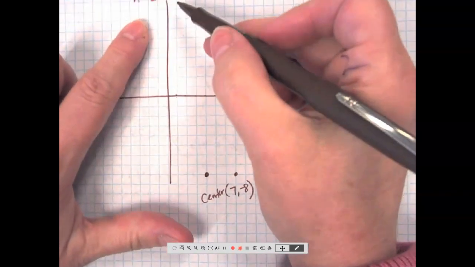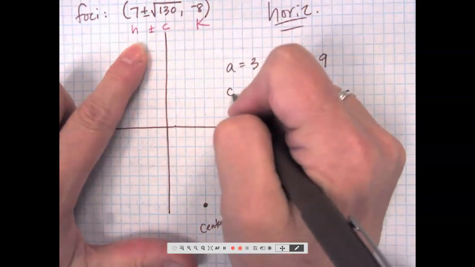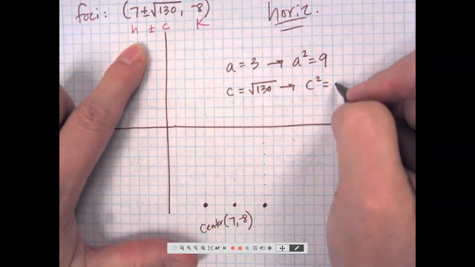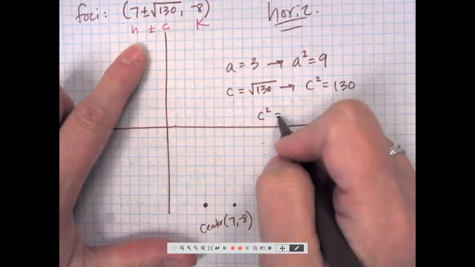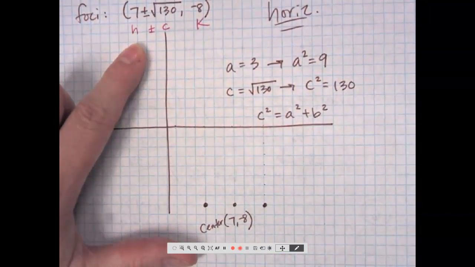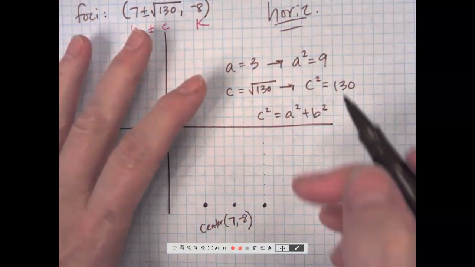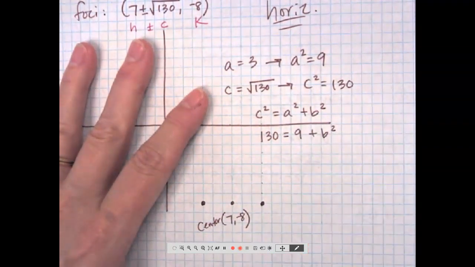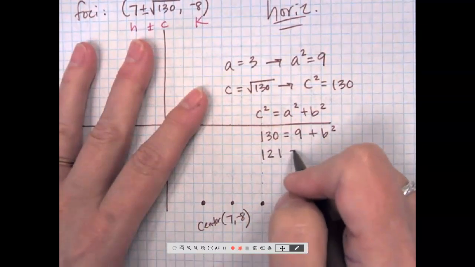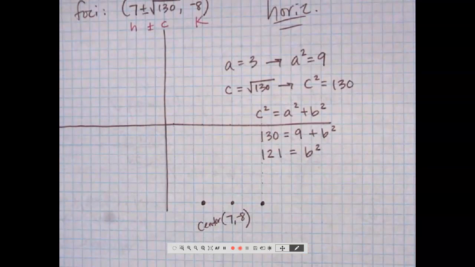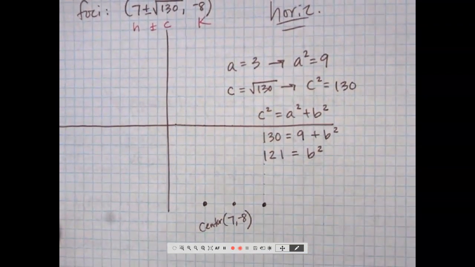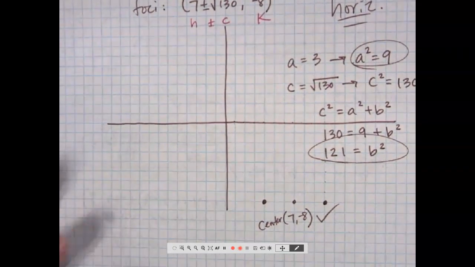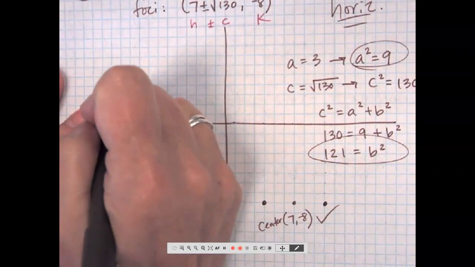Okay, so like we said just a minute ago, this is our C value. Square root of 130. What is C squared then? Just 130. And I'm going to have to use C squared equals A squared plus B squared to figure out what B is. And I really don't need B, I need B squared. So C squared is 130, A squared was 9, plus B squared. Subtract 9, I get 121, equals B squared. Now just for the fun of it, B is 11, but we don't need that. So I have A squared, I have B squared, and I have my center point, so we'll use all three of those things and the fact that we know it's horizontal to write our equation.